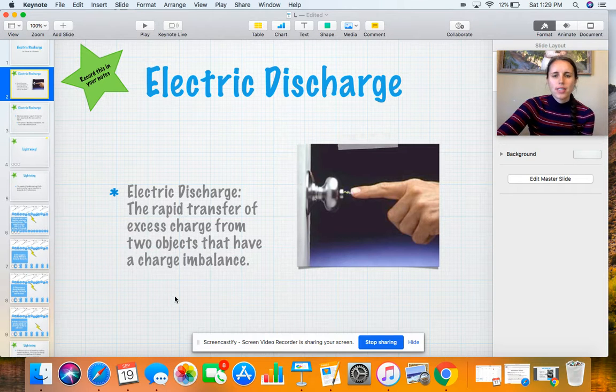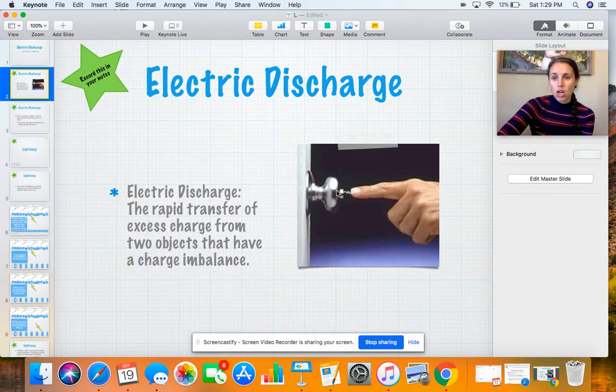A really great example might be you have your wool socks on and you're walking across the carpet. By doing that, you're actually charging by friction. You're creating a charge imbalance. So if you touch a large neutral object like a doorknob, you are likely to have a wave of transfer of excess charge to you to even out that charge imbalance, aka a shock.